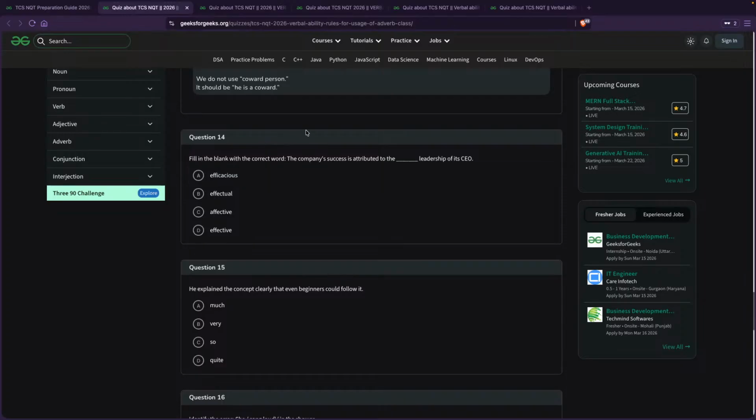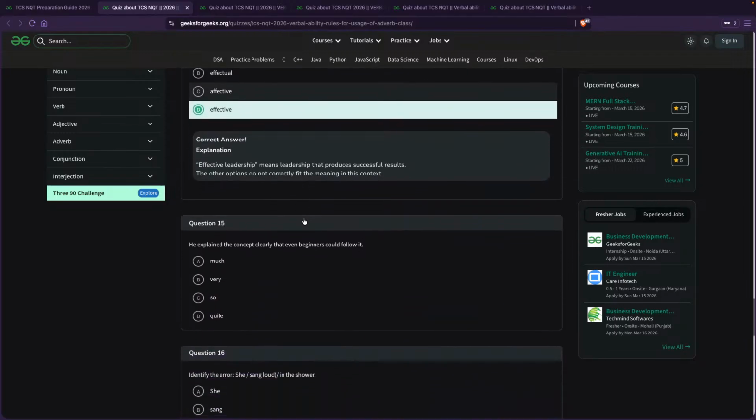Fill in the blank with the correct word. The company's success is attributed to the effectual leadership of its CEO. Effective leadership. Attribute the effective leadership. Effective leadership, I think. Effective.